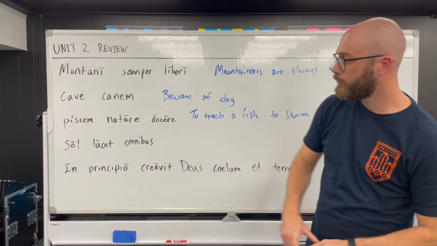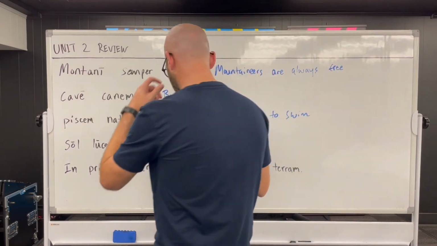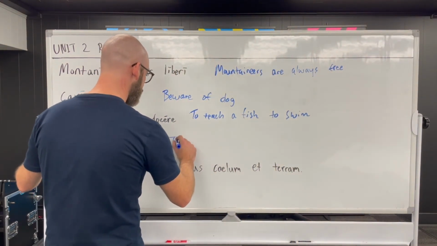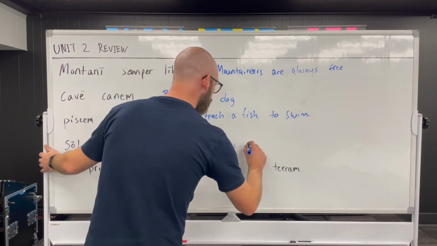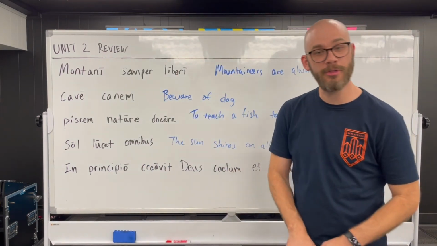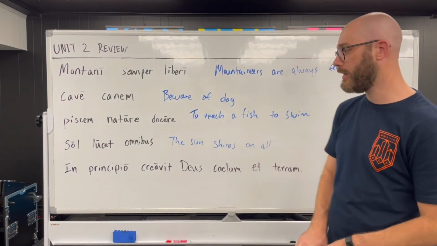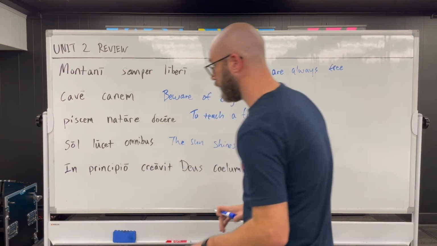Number 4, sol lucet omnibus. Sol lucet omnibus. And remember, this means the sun shines on all. Just like Jesus says, God makes the rain fall on the righteous and the unrighteous. That's what grace does. Grace is given to everyone, regardless of whether we deserve it or not.